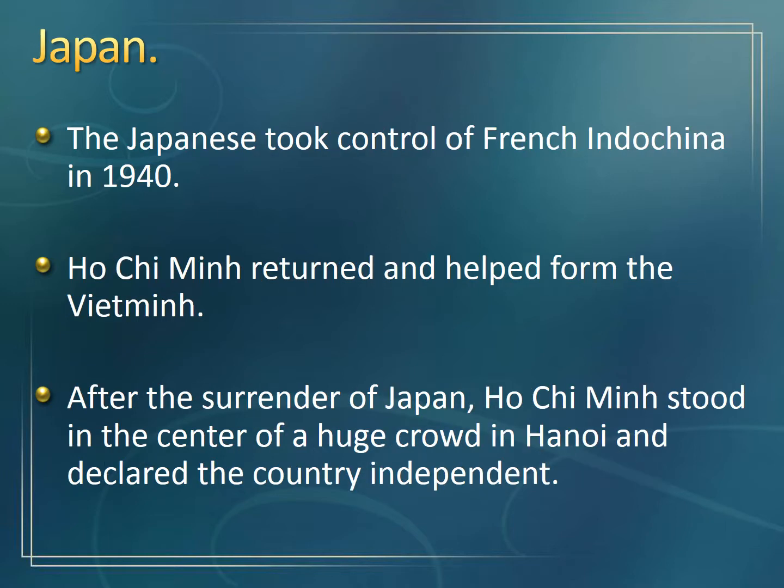Now, during World War II, a little bit before that, the Japanese took control of French Indochina in 1940. Ho Chi Minh returned to the area and helped form the Viet Minh. Like we said, it was a group in Vietnam which wanted to become independent and form their own country, basically. So after the surrender of Japan, Ho Chi Minh stood in the center of a huge crowd in Hanoi and declared that the country was independent.